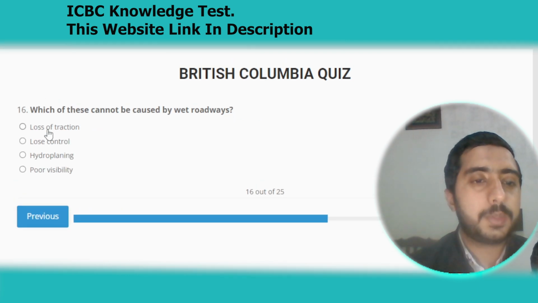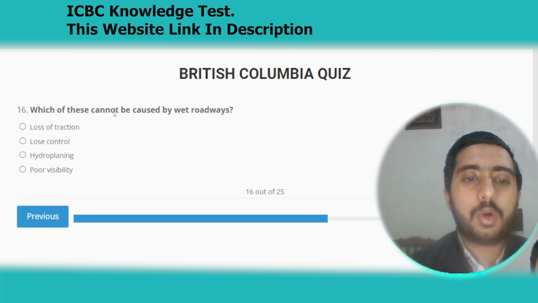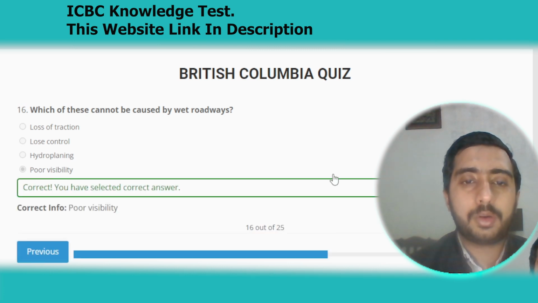Next question, question number 16. Which of these cannot be caused by wet roadways? Poor visibility cannot be caused by wet roadways.